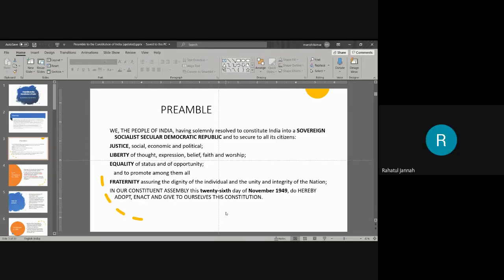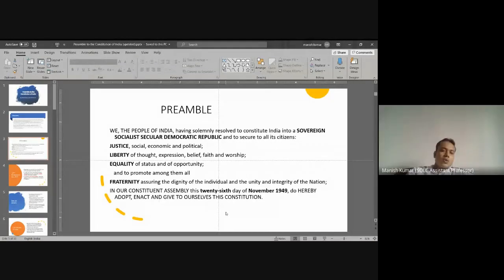Justice, social, economic, and political; liberty of thought, expression, belief, faith, and worship; equality of status and opportunity; and to promote among them all fraternity, assuring the dignity of the individual and the unity and integrity of the nation. In our Constituent Assembly, this 26th day of November 1949, do hereby adopt, enact, and give to ourselves this Constitution. Okay. So this is the preamble.